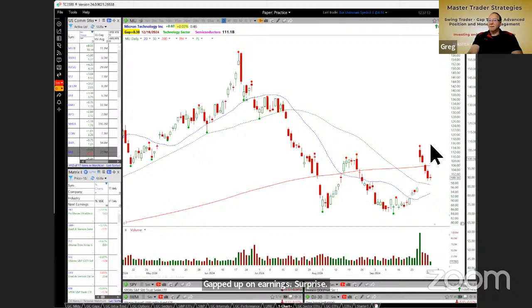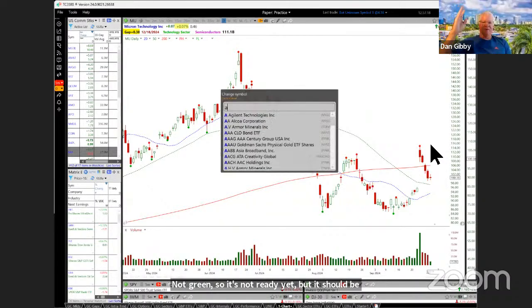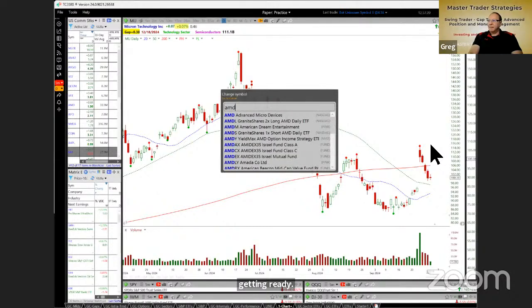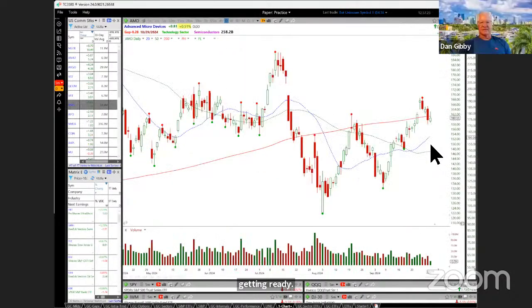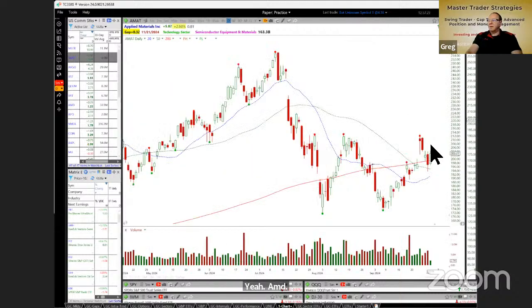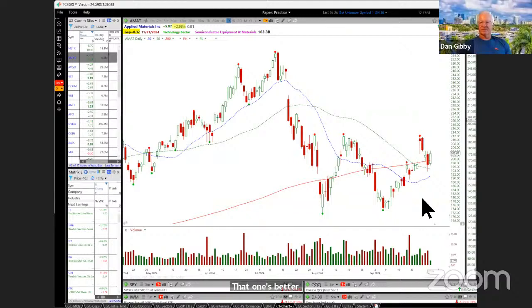Not green, so it's not ready yet, but it should be getting ready pretty soon. I would love one more bottoming tail. Yeah. AMD, not ready yet. I mean, just think of semiconductors. That one's better, right. Big red bar, big green bar.